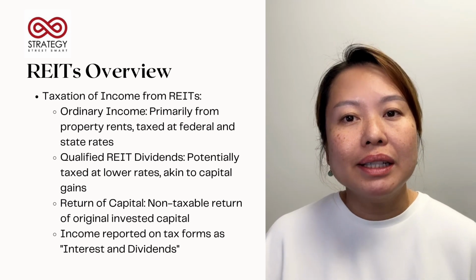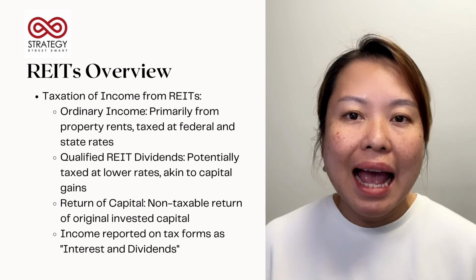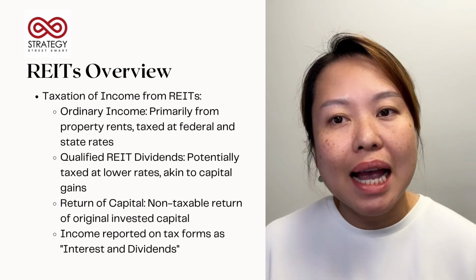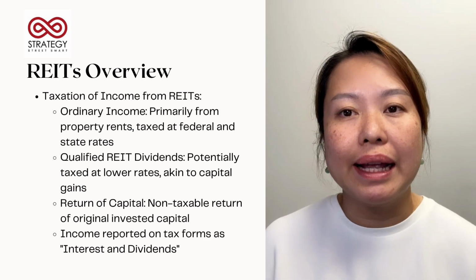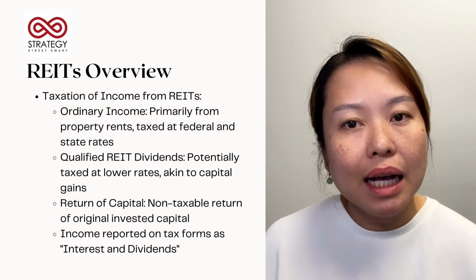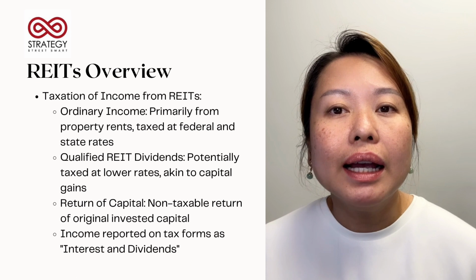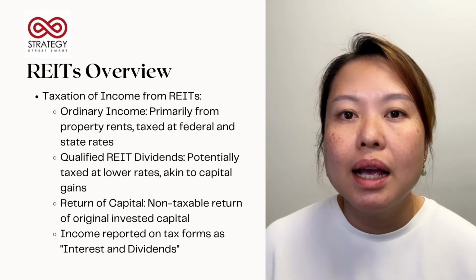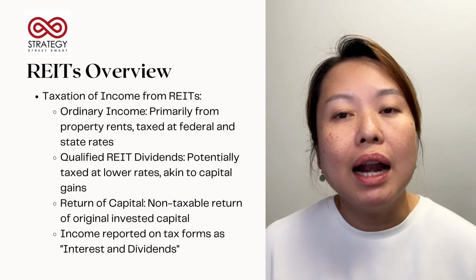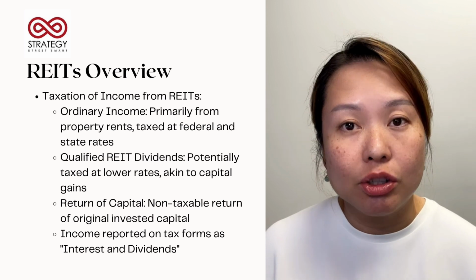Calculating taxes from REIT distributions, or dividends, can be intricate, as these distributions might consist of three types of income which are taxed differently. First is ordinary income, mostly derived from property rents, taxed as ordinary income at the prevailing federal and state tax rates. Second is the qualified REIT dividends. Depending on the time frame of the income generation, a portion may be eligible for a lower tax rate, often referred to as a capital gain distribution.